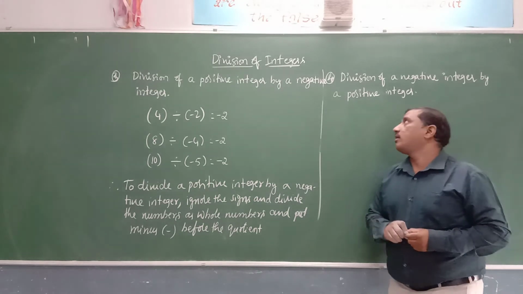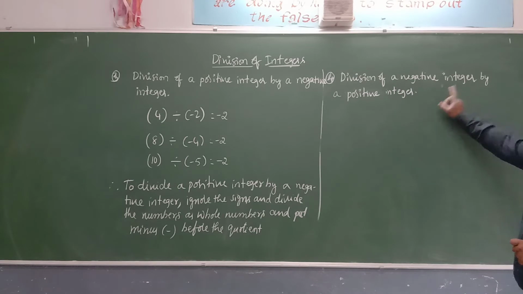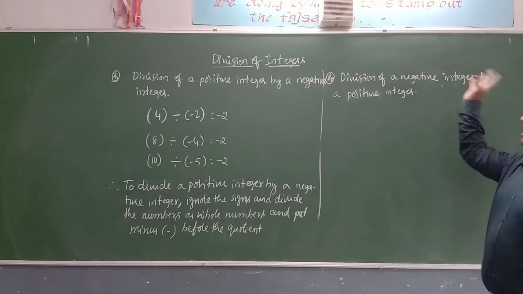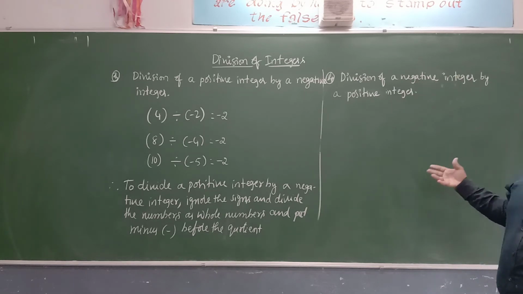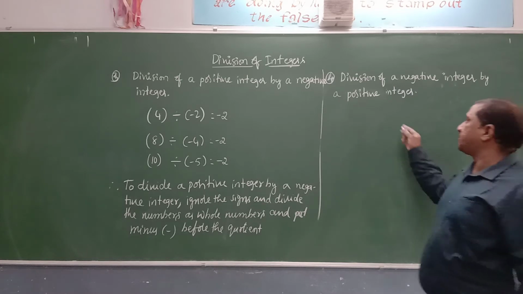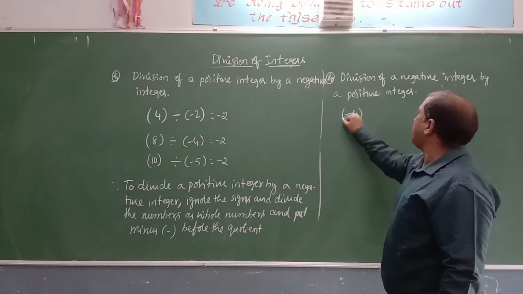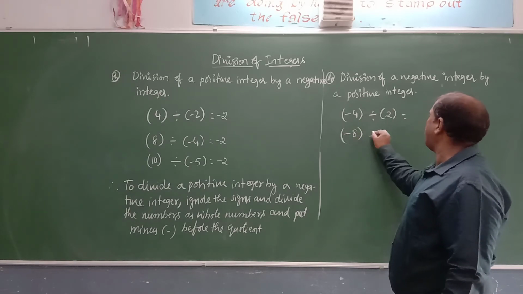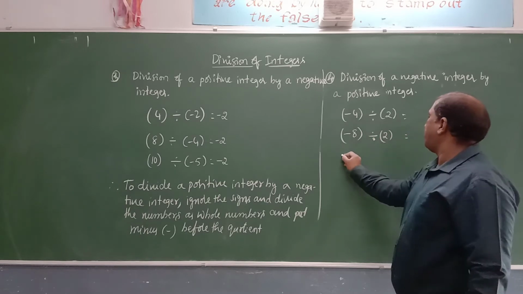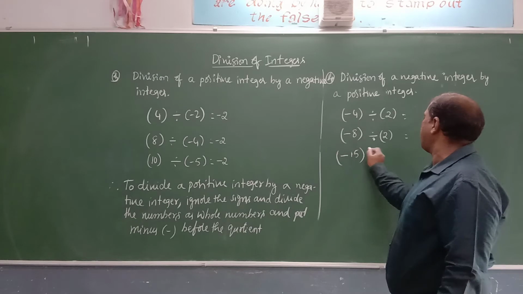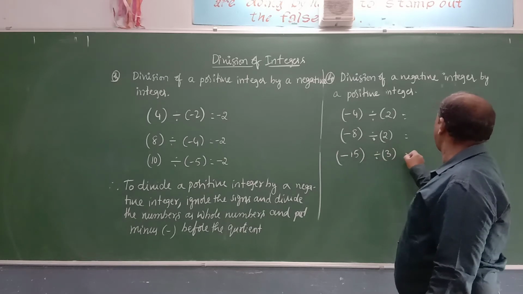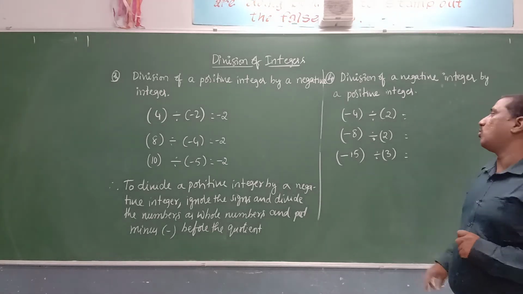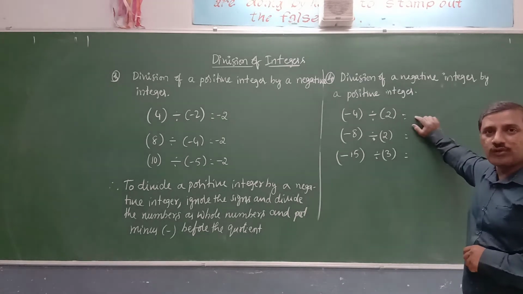Is it clear? Now, division of a negative integer by a positive integer. There it is positive by negative. Here it is negative by a positive integer. So what to do? What sign will we get? We will discuss with some examples. So negative integer minus 4 is divided by 2. Similarly, minus 8 is divided by 2. That is minus 15 is divided by 3. So what do we get? Here also ignore the signs and divide the numbers as whole numbers. Then put the minus sign before the quotient.